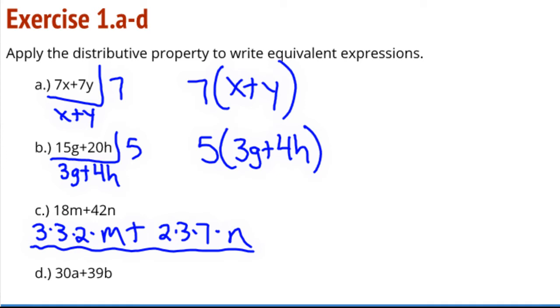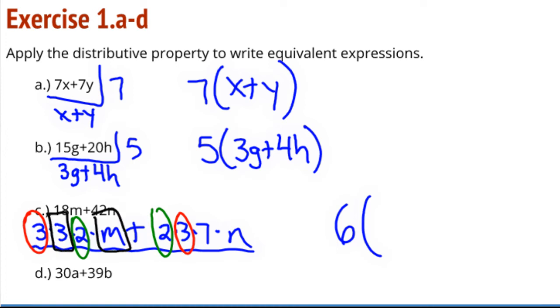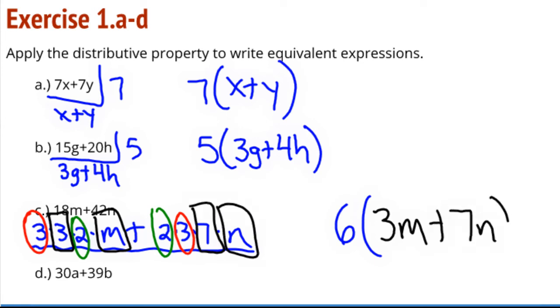And now I can look at these lists and look for common factors. Well, I see that I've got a 3 on this list and a 3 on this list. And I can see that I've got a 2 on this list and a 2 on this list. So I'm going to take the 2 and the 3 out and make a 6 with them. And then I'm going to look at what is left. And I've got 3 times m. And over here I've got 7 times n. Make that plus sign look like a plus sign.